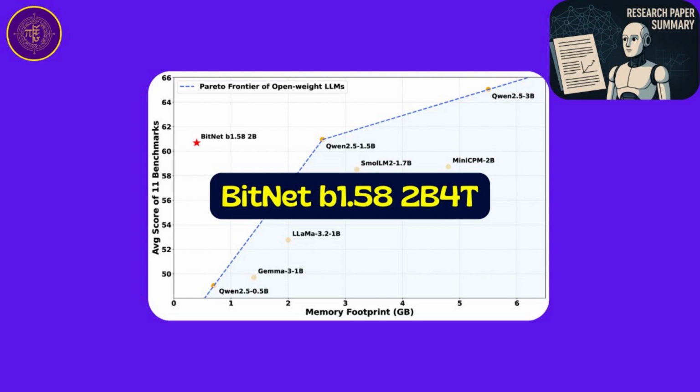And furthermore, the open release of the model weights and the optimized inference code for both GPU and CPU is a huge step towards democratizing access to this kind of cutting-edge technology. It really challenges that prevailing idea that high performance in LLMs requires these massive full precision architectures. It absolutely does. And the report also hints at some intriguing future research directions. What are they looking at next?